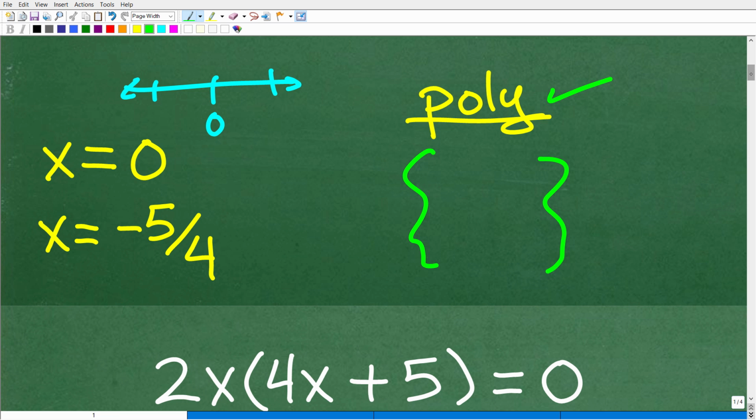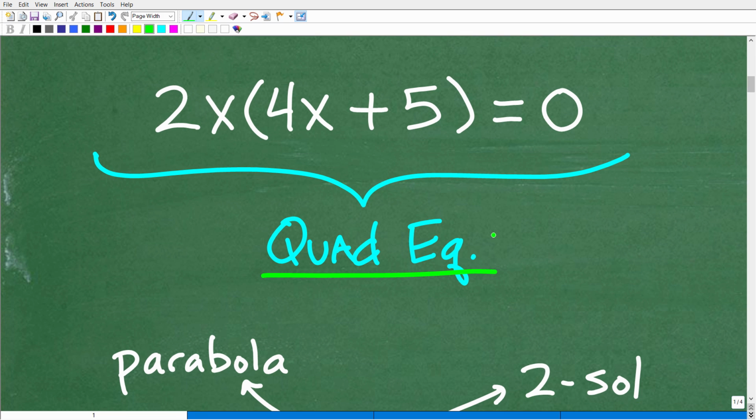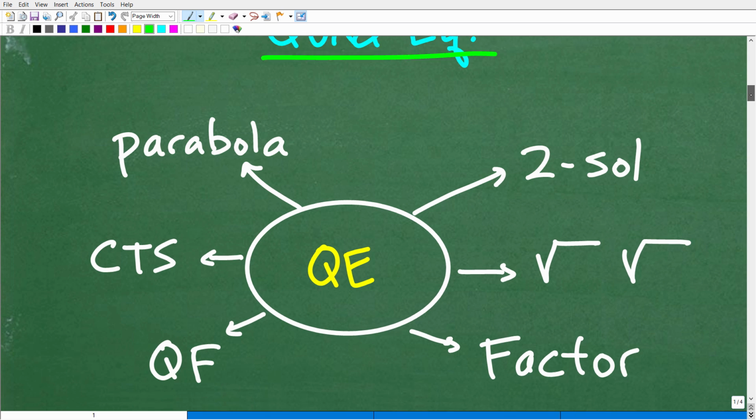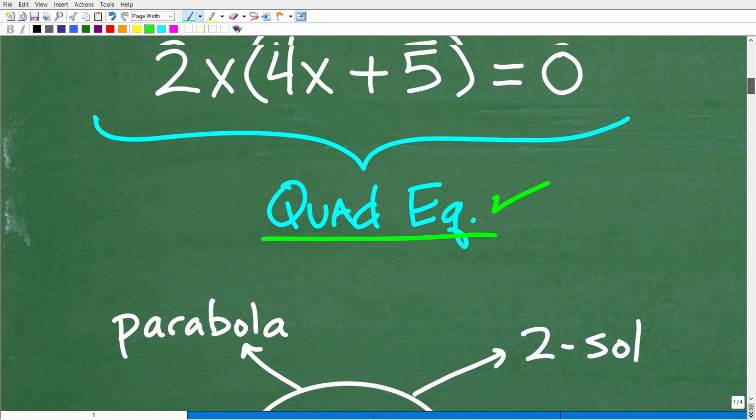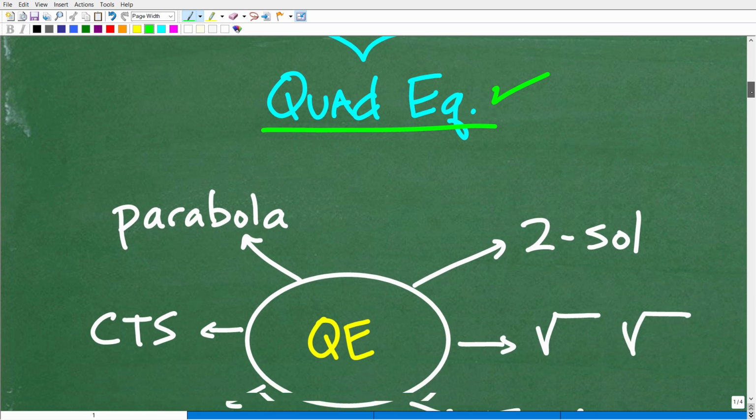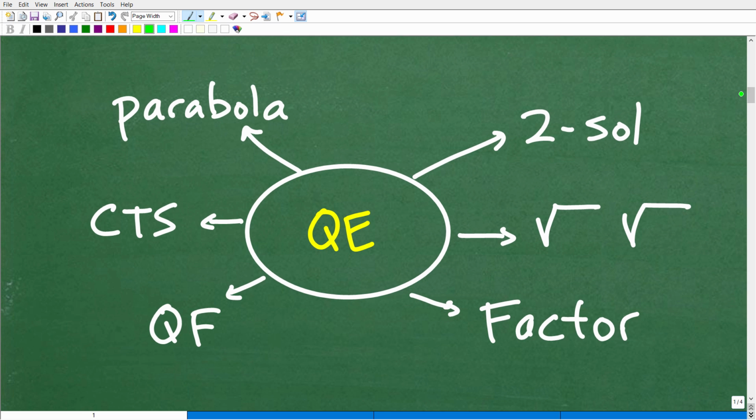Okay, so let's get back to this now. Now that we have a complete understanding of what a quadratic equation is, let's talk about some of the characteristics of what we need to be thinking about when we solve a quadratic equation. All right, so here are some properties. The first thing is there are always two solutions to a quadratic equation.